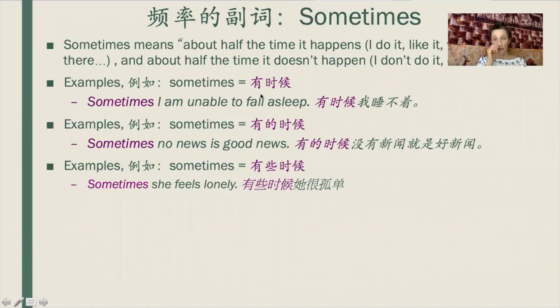What I'm showing you here is that sometimes is about half the time. 一般的时间 or 一般的事情 doesn't always happen. About half the time, 一般的时间, 我喜欢做, I like to do something. And about the other half, 其他的, 一般的时间, I do something else. So here it is. Sometimes I'm unable to fall asleep. You can use 有时候, translates to this. You can use 有的时候. This sentence in Chinese becomes this in English.